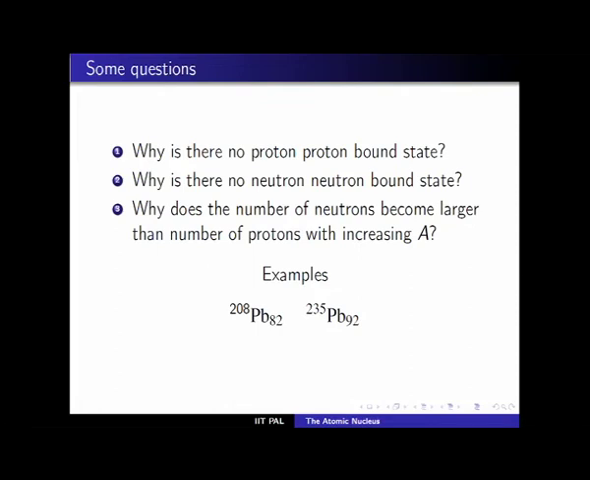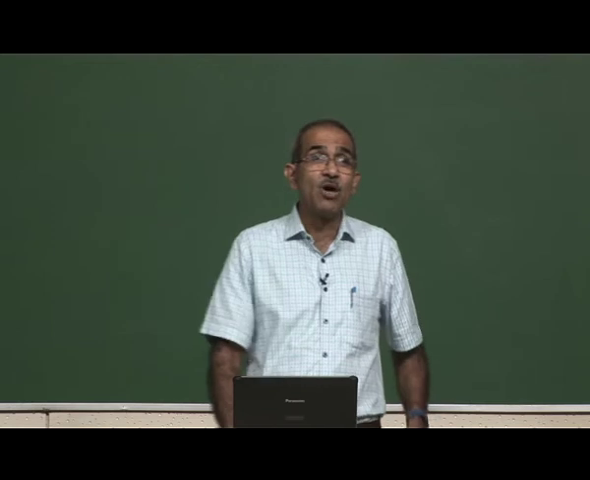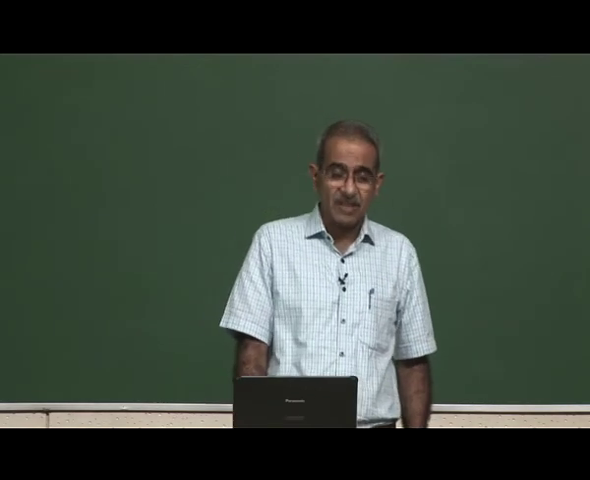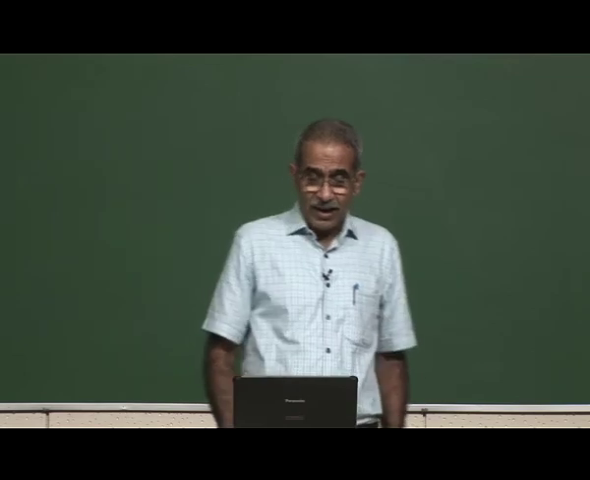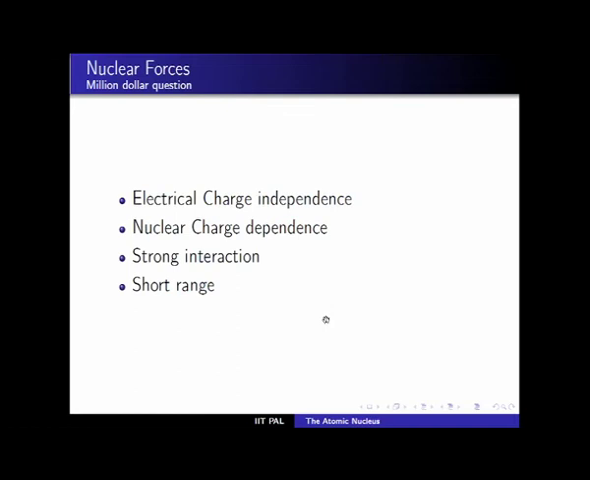So these are the questions that attracted the attention of a whole lot of people, starting from, let us say, 1920 to 1900. Even now, people are doing very sophisticated calculations to understand nuclear structure and nuclear reaction. Two good examples are lead 208 and uranium 235. You see, the number of protons is much, much smaller than the number of neutrons. So please correct it. This is actually U and not Pb. This is a transcription error.